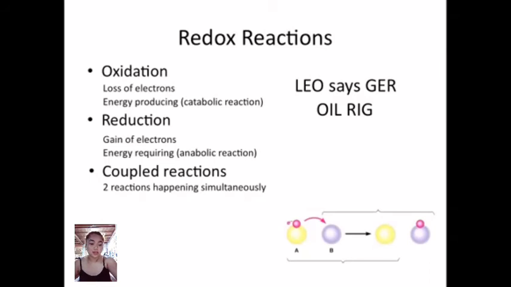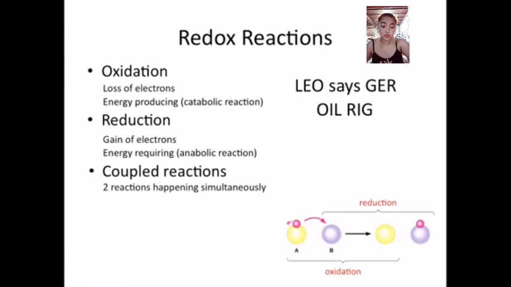This diagram illustrates the idea of a coupled reaction. Initially, molecule A has an electron and molecule B doesn't. In the reaction, however, B takes the electron away from A, leaving A without it. Because A loses an electron, the reaction of A with an electron to A without an electron is an oxidation reaction. Because B gains an electron, the reaction of B without an electron to B with an electron is a reduction reaction. A is oxidized because it loses an electron.